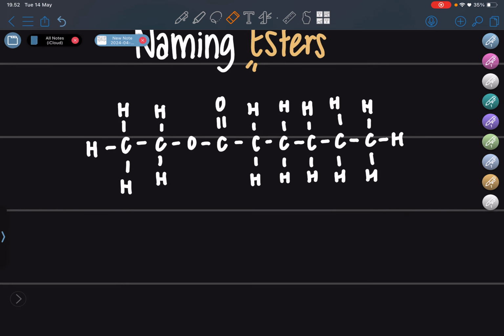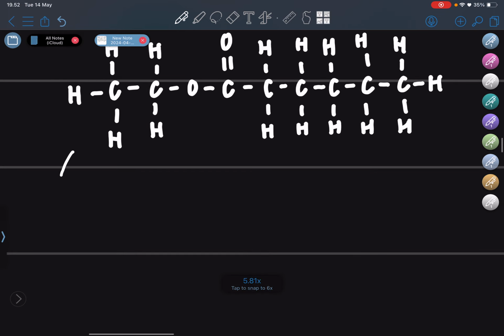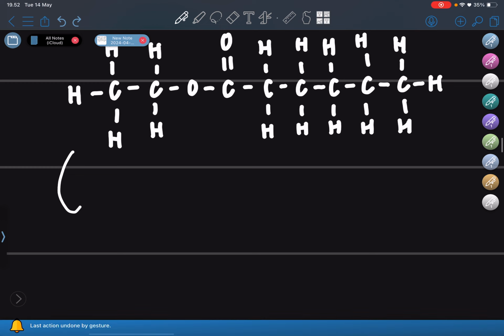So the first thing that we can do is to write this displayed formula in a more simplified way. So we can write it like this.